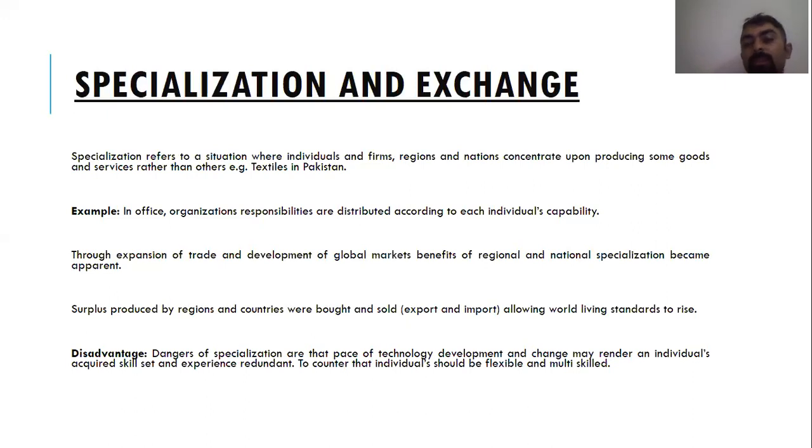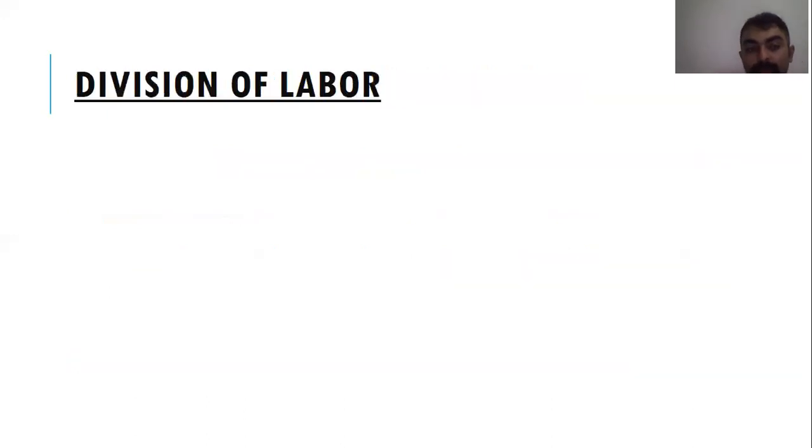Disadvantages. There are also disadvantages of specialization and change. The dangers of specialization are that the pace of technological development and change may render an individual's acquired skill set and experience redundant. To counter that, individuals should be flexible and multi-skilled. For example, when you specialize in one thing only, people who are working in other industries might get out of their jobs. Or due to change in technology and due to progress, their jobs might go out of fashion. The only solution to this problem is that you need to have a multi-skilled workforce, right?